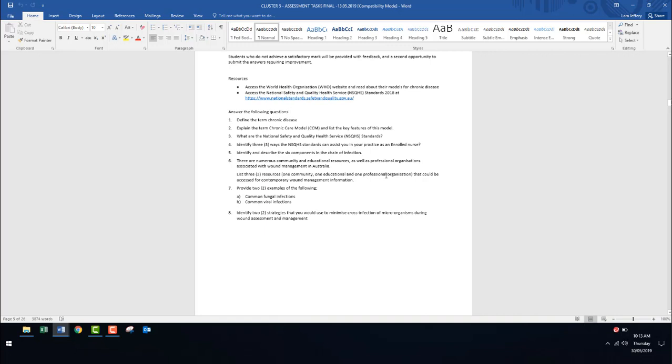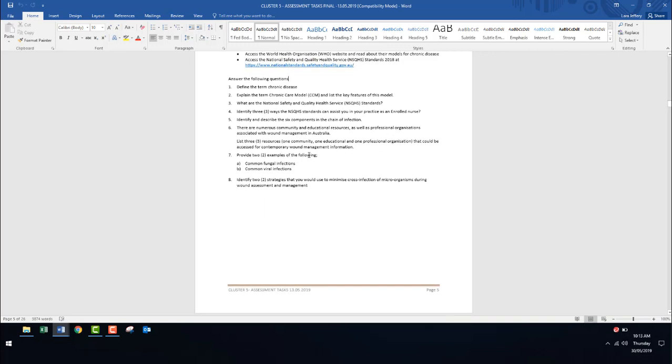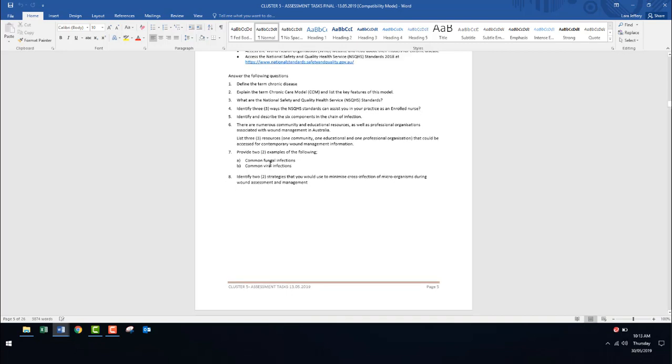about wound management. Okay, so number 7, provide 2 examples of the following. Again, refreshing your knowledge of cluster 2, so you're recalling all the information you've stored away in your brains about infections and infection control, okay, because this is really important in the way that you manage chronic disease and wounds, okay. So we want you to give 2 examples of a fungal infection and then 2 examples of a viral infection, okay. So you should have 4 things listed in total, all right.